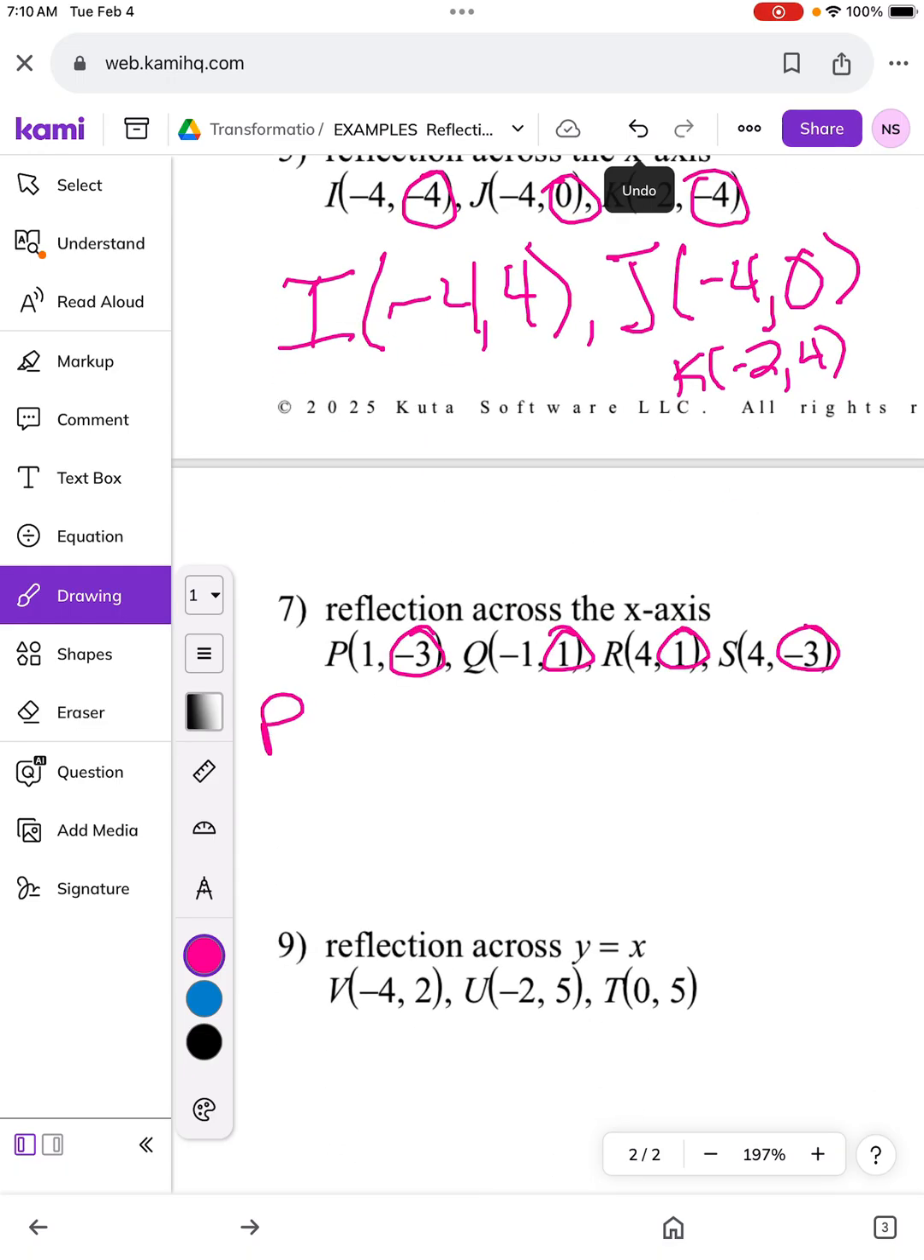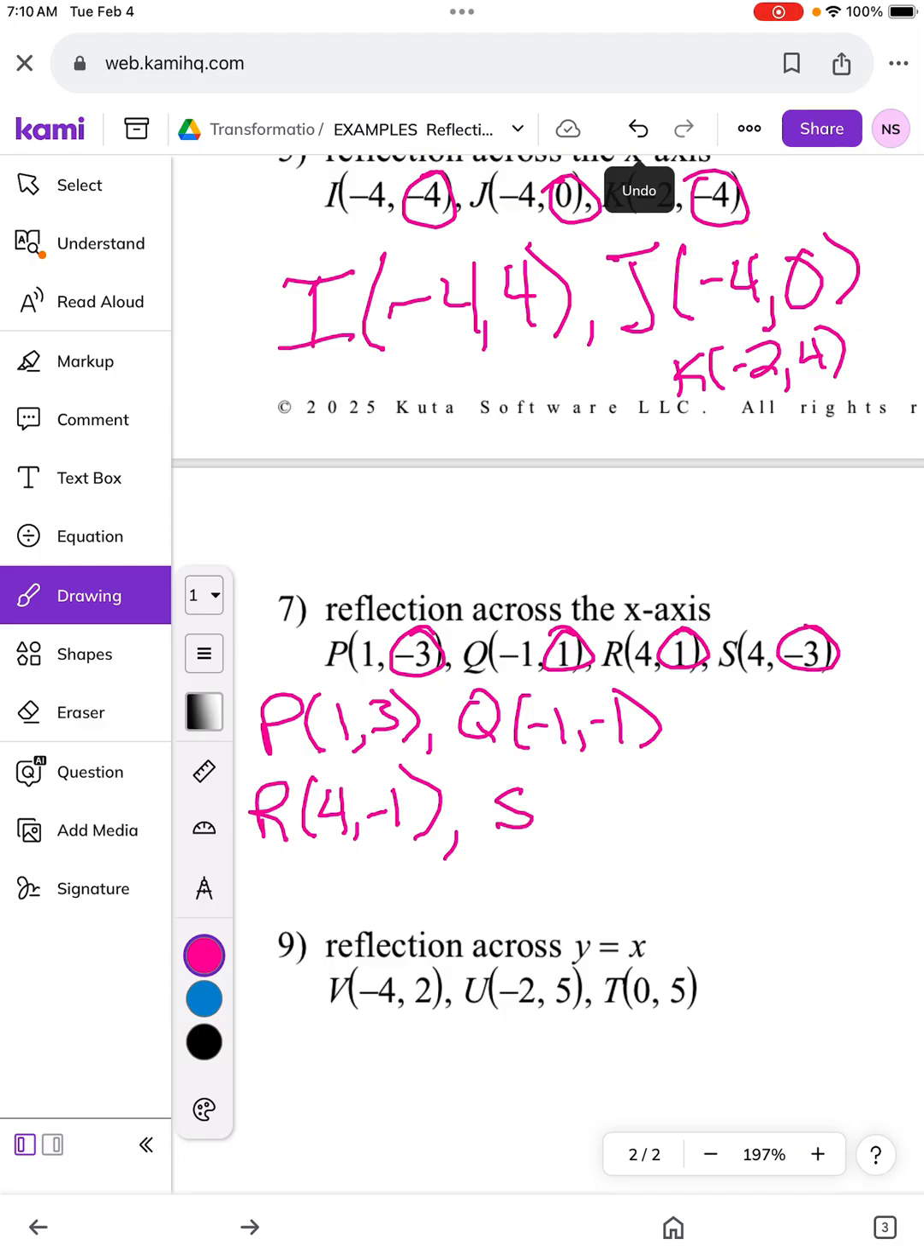So point P is going to be 1, +3. Point Q is going to be -1 and then -1, since that was already a positive. Point R is going to be 4, -1, and point S is going to be 4, change the sign of this one to a +3. Done.